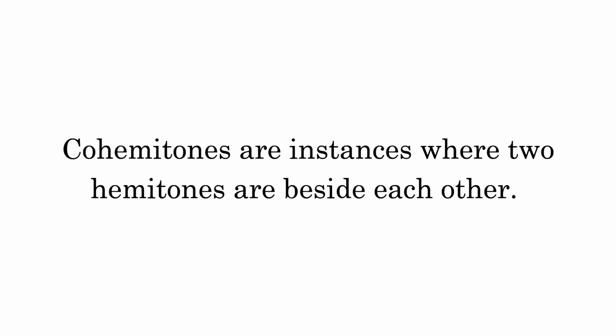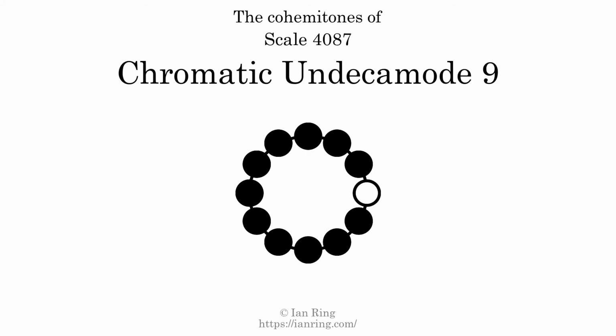Cohematones are instances where two hematones are beside each other. This scale has 9 cohematones. They are at positions here, here, here, here, here, here, here, here, and here.